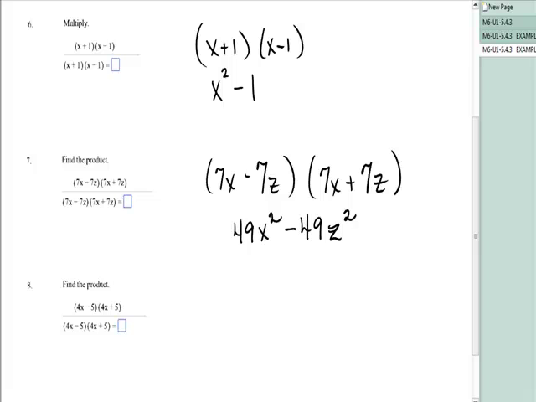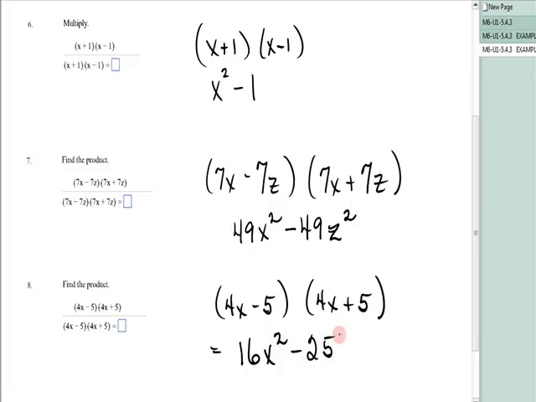Okay, one more. I have 4x minus 5 times 4x plus 5. I see that it's a sum and difference product. That's going to give me 16x squared for the first minus 25 for the second. So if you recognize that it is a sum and difference product, then you get to ignore the outers and inners. Just be careful, make sure that it truly is a sum and difference product before you try to use this shortcut.